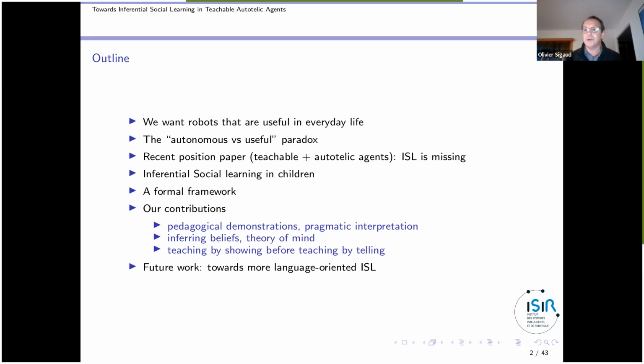Then I will explain what inferential social learning really means. And then I will present a formal framework to account for these properties. And I will just go quickly through our contributions in this recent domain, let's say, and maybe go back to more speculative work in the end.